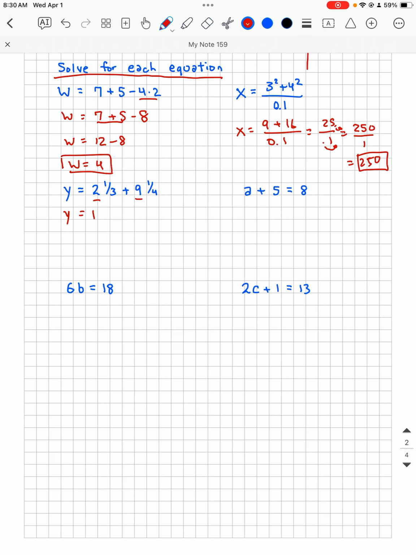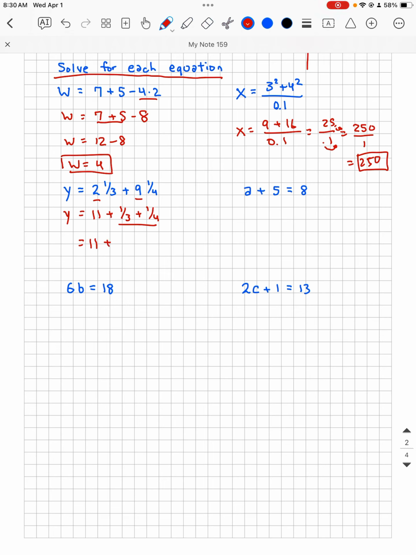The 2 and the 9, that gives us a total of 11, plus the 1/3 plus the 1/4. So notice that I kind of just broke it into chunks, so that way it's easier to digest. Now we just have to focus on the 1/3 plus the 1/4. We're going to try to do that by getting a common denominator. That common denominator is 12.